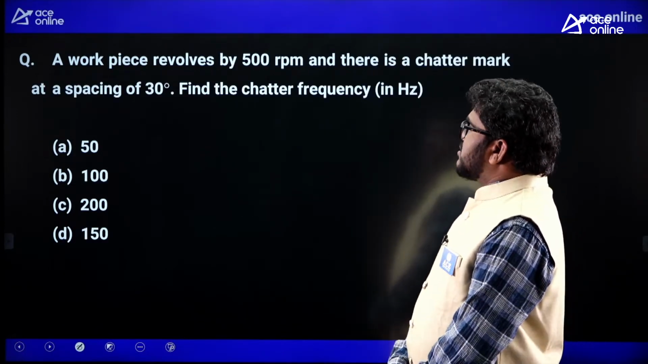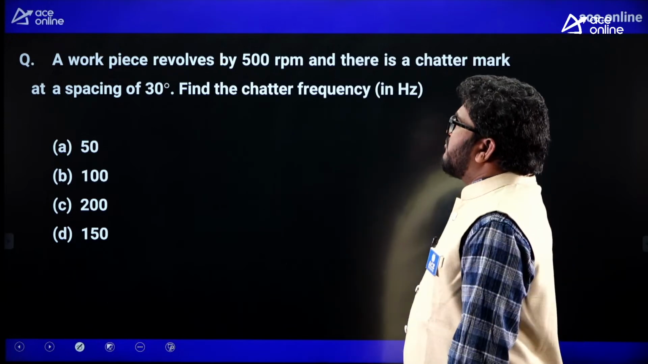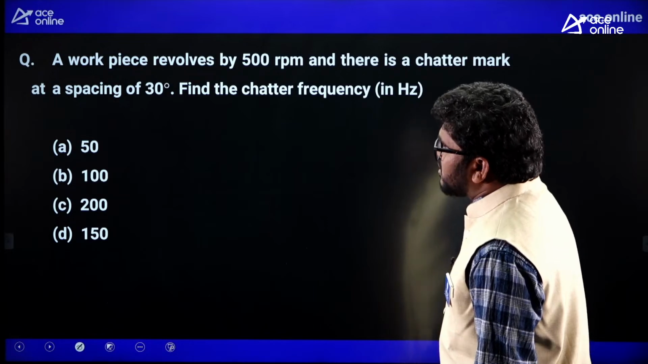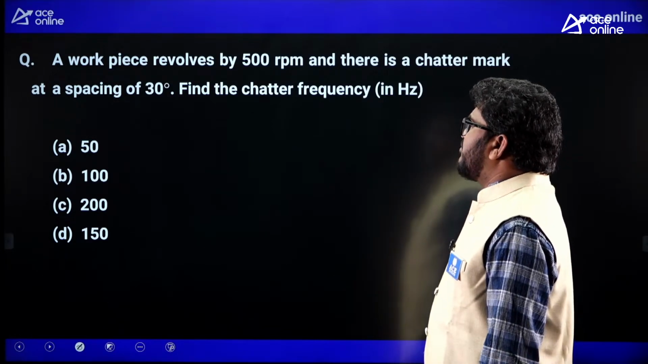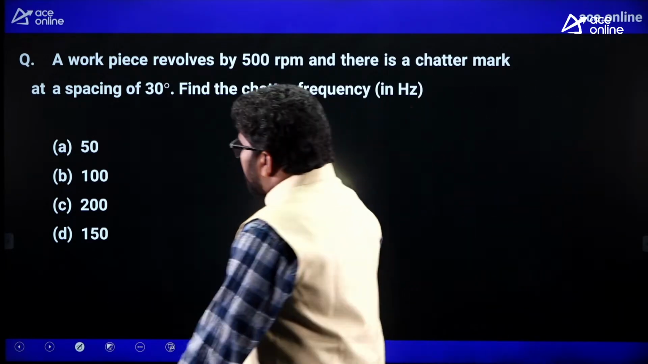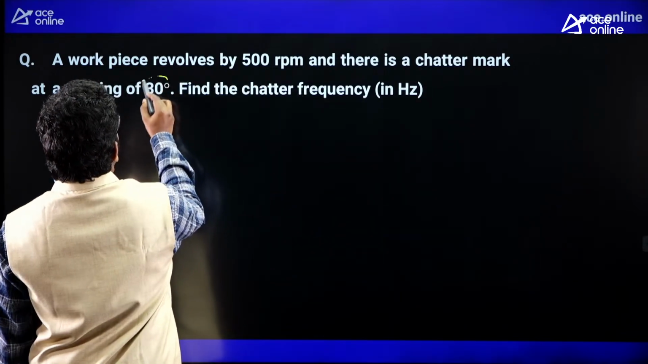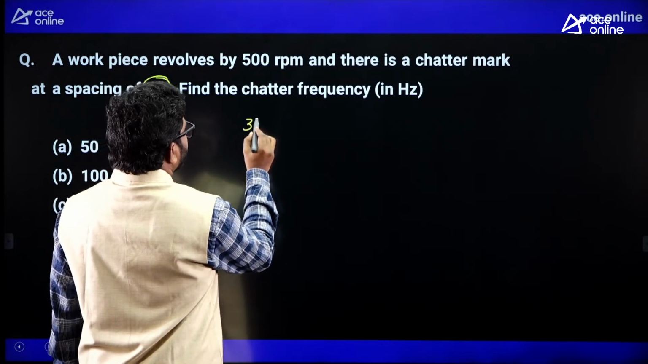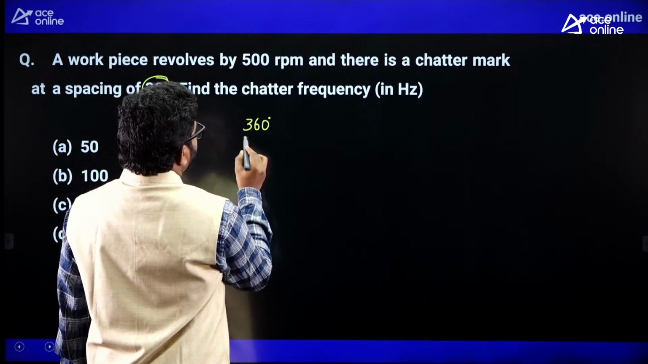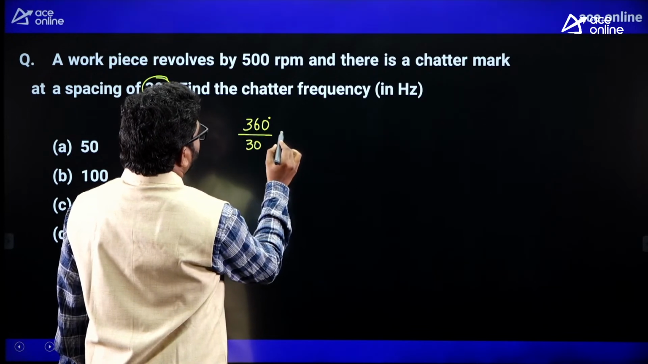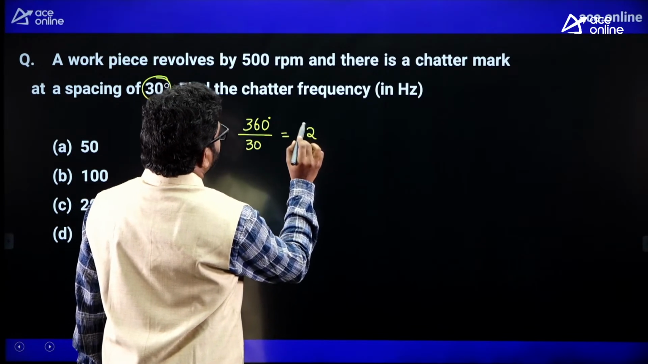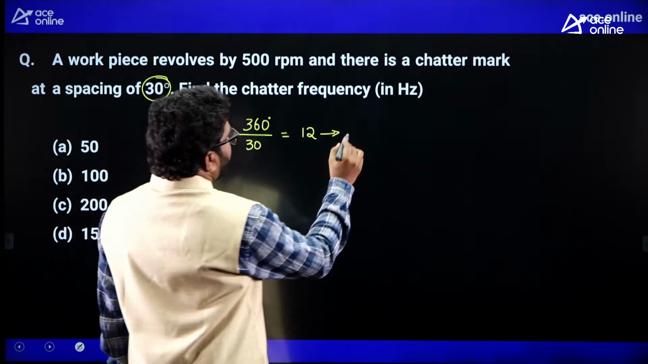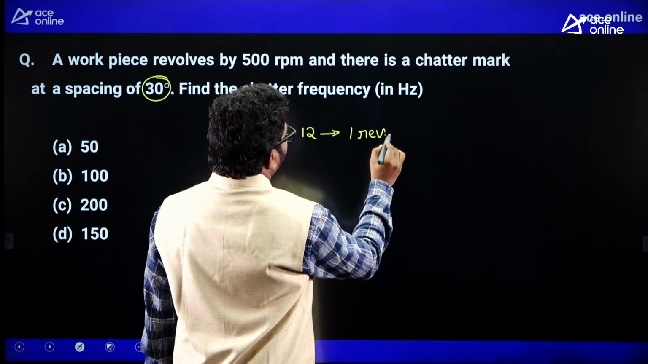Now, let us consider another question. A workpiece revolves at 500 RPM and there is a chatter mark at a spacing of 30 degrees. Find the chatter frequency. Now, the chatter marks are spaced at 30 degrees. In one revolution there are 360 degrees, and for every 30 degrees there is a chatter mark. So in one revolution, 12 chatter marks are there.